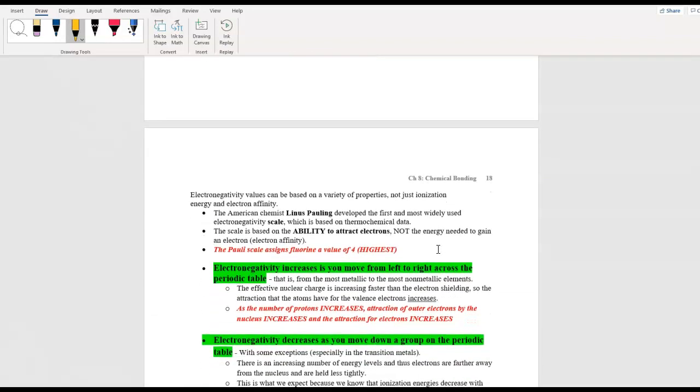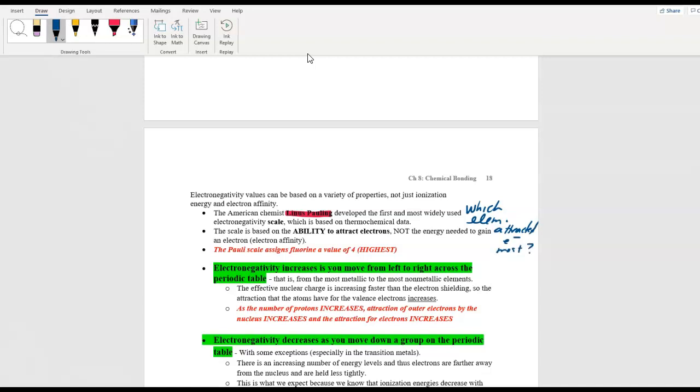So the scientist responsible for this is a scientist named Linus Pauling, and electronegativity values are based on properties, not just ionization and electron affinity. So Linus Pauling developed a system, okay, it's kind of like a scaling system, of which elements want to, so basically which elements are attracted to electrons the most.